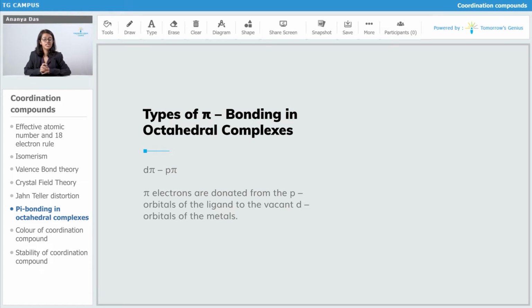First we have our d pi p pi bonding. In it, the pi electrons are donated from the p orbitals of the ligand to the vacant d orbitals of the metal. Some ligands have a p orbital, right? Let's say t2g, and then the metal can have vacant d orbitals. Like when we talk about ligands F negative, Cl negative, Br negative, I negative, H2O, OH negative. In all of these, let's say these are the metal's orbitals and these are the ligand's orbitals.